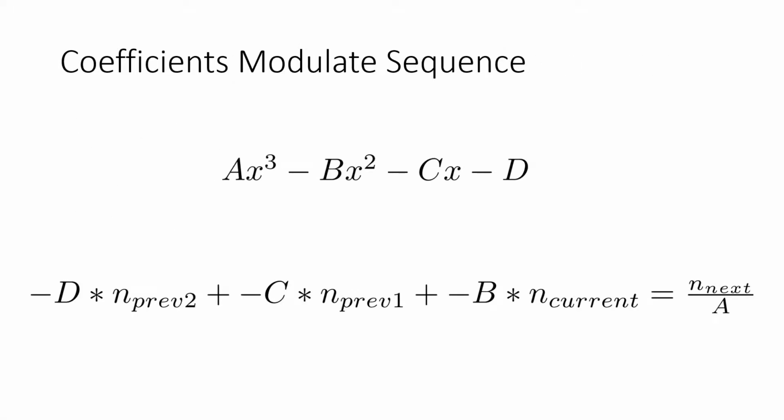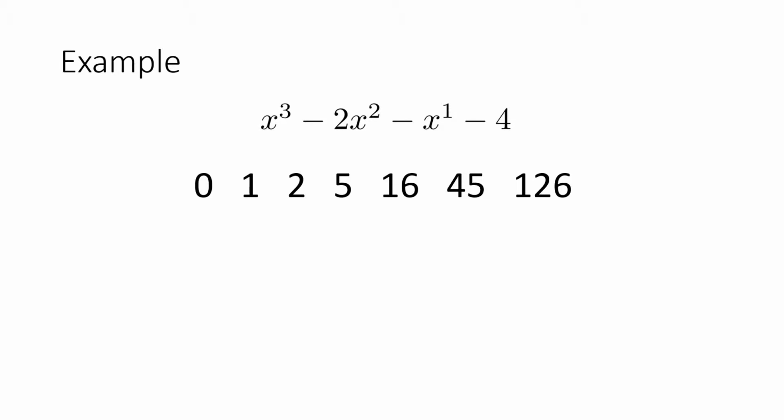Just like when calculating square roots, we can use the coefficients of an equation to modulate our additive sequence. Let's look at an example. X cubed minus 2x squared minus x minus 4. This generates the sequence 0, 1, 2, 5, 16, 45, 126.